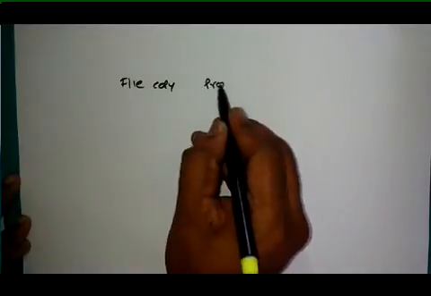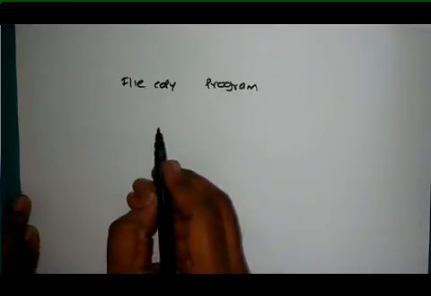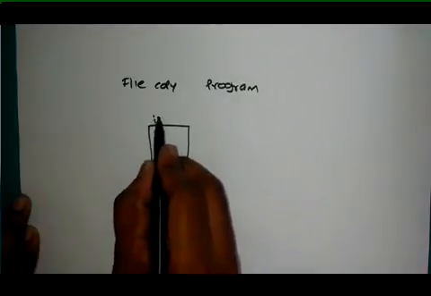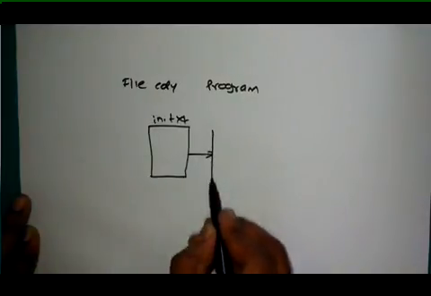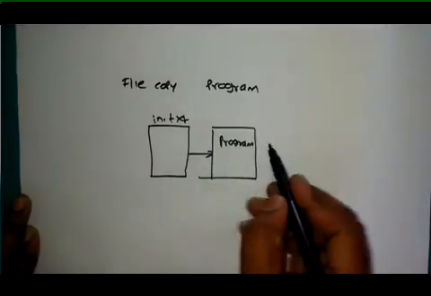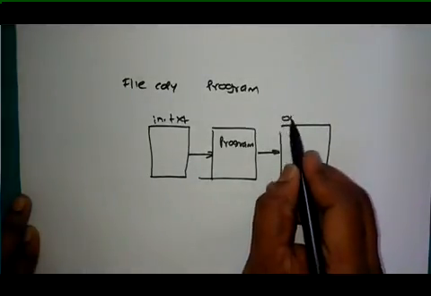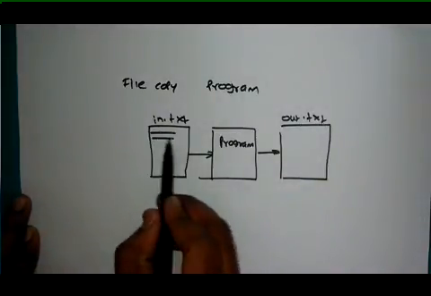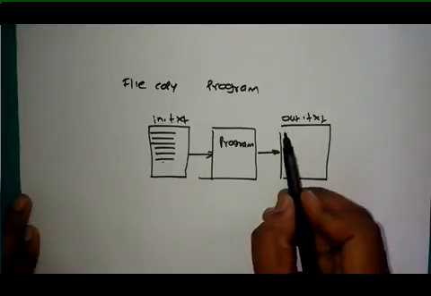Now in this program, what I wish to do is I have a file by name in.txt. I wish to write a program such that the contents of in.txt are copied onto a file called out.txt. Now this file contains some information. This information needs to be transferred to a file called out.txt. Now this transfer process is supposed to be done by a C program which you are going to write, and this program is called a file copy program.